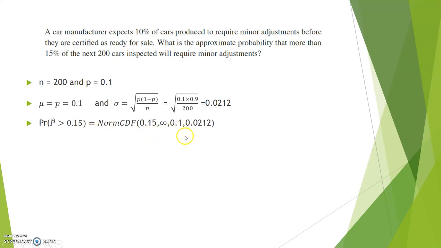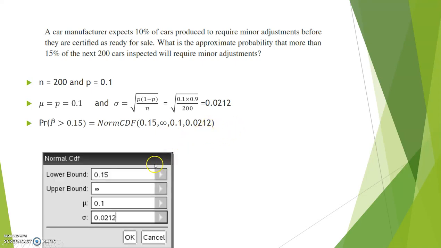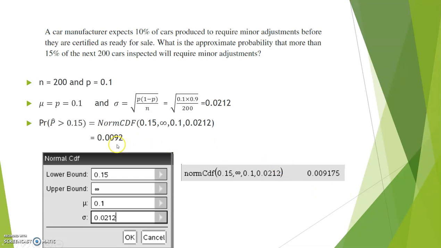So now, using normal CDF, the probability that p hat is greater than 0.15, I'm going to enter these values into my normal CDF on my calculator. This is what it looks like. The lower bound is 0.15, the upper bound is infinity, the mean is 0.1 and the standard deviation is 0.0212. I click OK and here is my answer, 0.009175. I'm going to round that to 4 decimal places, so the probability that p hat is greater than 0.15 is approximately equal to 0.0092.